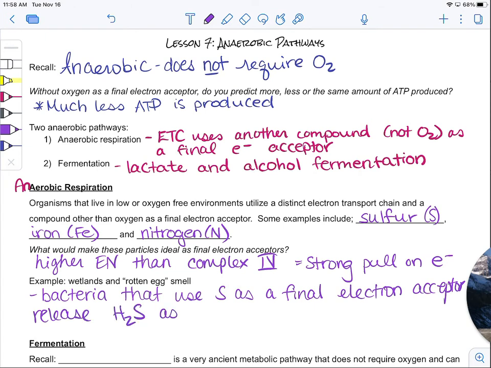H2S as a waste. Now, what's interesting about this example, and why I really like it, is if we think back to lesson 6, we discussed the fact that in aerobic respiration, in that electron transport chain, we were releasing H2O as a waste product. Here, a little bit different, because oxygen is not the final electron acceptor, we now have H2S instead of the H2O that we would have normally seen. So that H2S is a waste product, and again, that would be at the end of the electron transport chain.